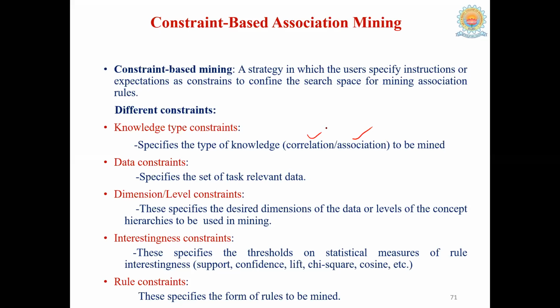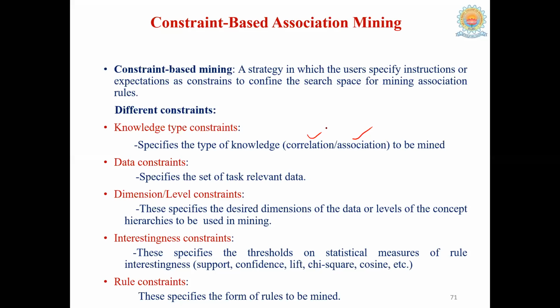Similarly, you have dimensional or level constraints. Among multiple dimensions present for a particular data set, what dimensions, what attributes you want to retrieve for your query. Similarly, interestingness constraints. Here also, we have several measures of interestingness, right? Support, confidence, chi-square, etc. Out of all those, which measures you want to pose on your query? Those kinds of constraints come under interestingness constraints.